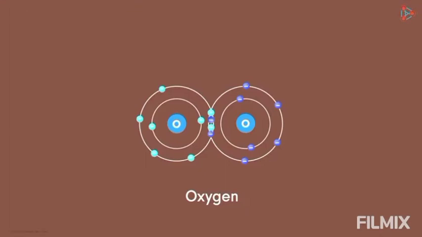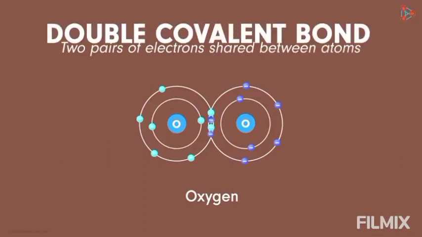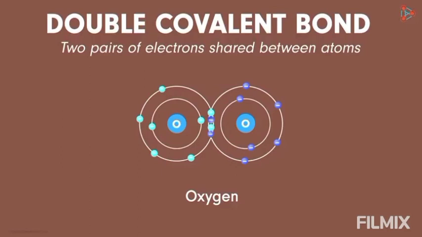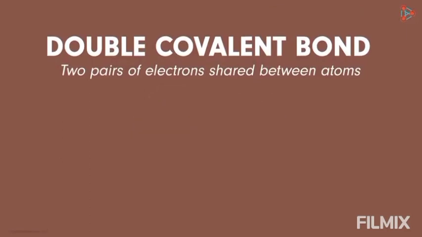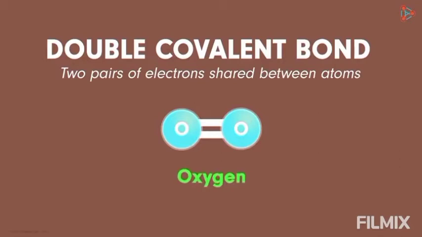And what is the speciality of this oxygen molecule? 2 pairs of electrons are shared between the atoms, so these are known as a double covalent bond. Double means 2, so 2 pairs of electrons are shared between these. It is represented by drawing 2 lines between the atoms. So here you can see oxygen O2, 2 atoms connected with a double covalent bond, so we are putting 2 lines.